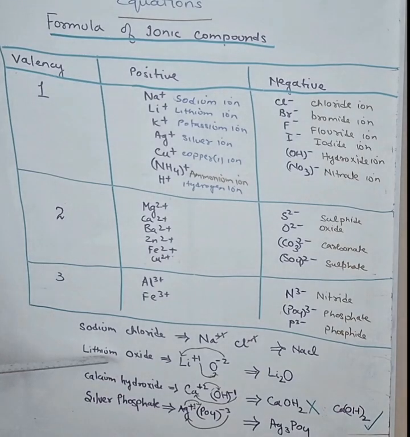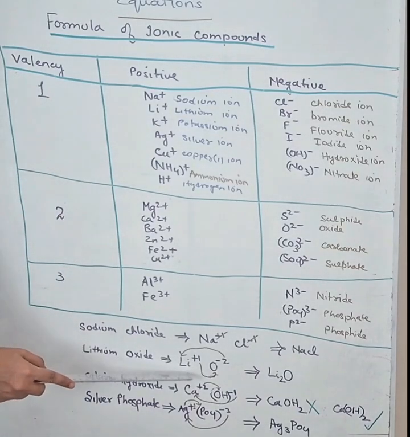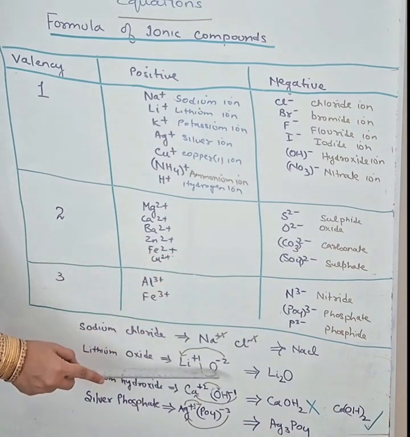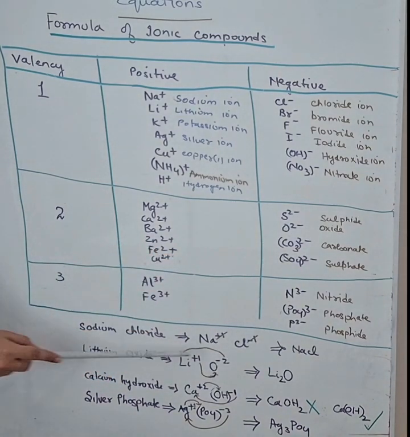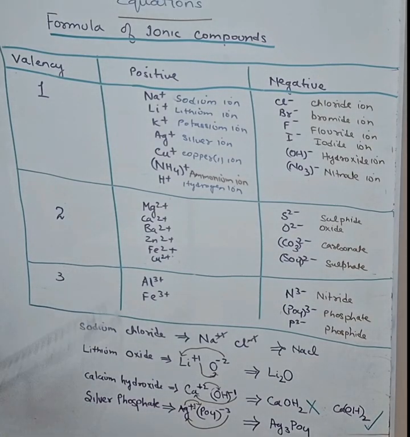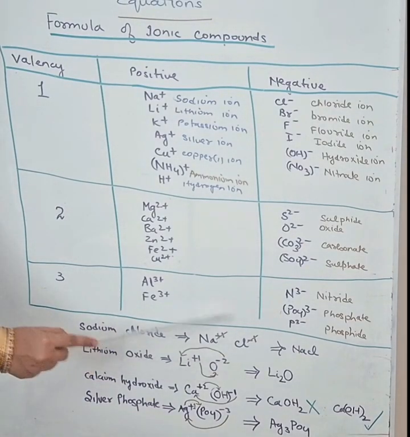Suppose I want to know the formula of lithium oxide. As I said, first step, you will just copy the ions from the table. Lithium is +1, so I copied +1. And oxide is O2-, so I copied O2-. Since the valency is 1 and 2, here we will not use the cancel funda. What we will use, we will just exchange the valency.